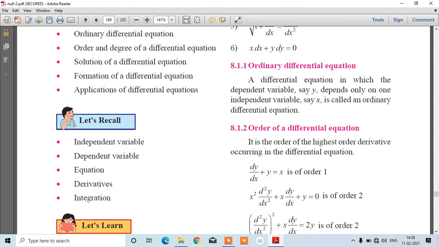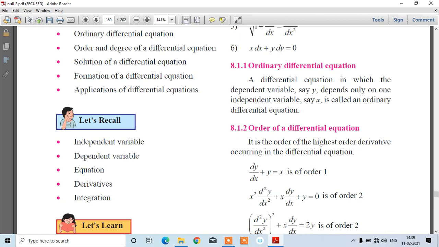So let us recall, whenever we write the function y is equal to f of x, then the variable y depends on x. So all of you know that in case of y is equal to f of x, the independent variable is x and the dependent variable is y, because y depends on x.